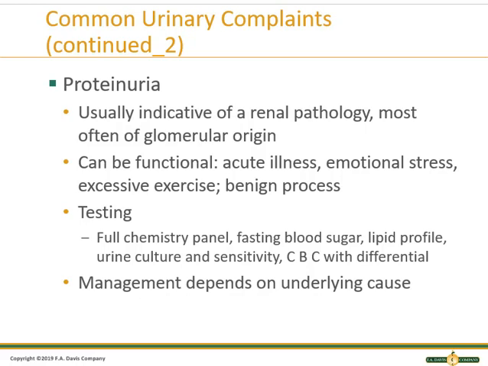On page 627, there's a table talking about proteinuria, the types of protein that may be found in your 24-hour urine, and then the associated diseases that can be seen with that. Other testing for proteinuria is going to include chemistries, which will include your fasting blood sugar, a lipid profile, urine culture and sensitivity, and then a CBC. And management is going to depend on the underlying cause.